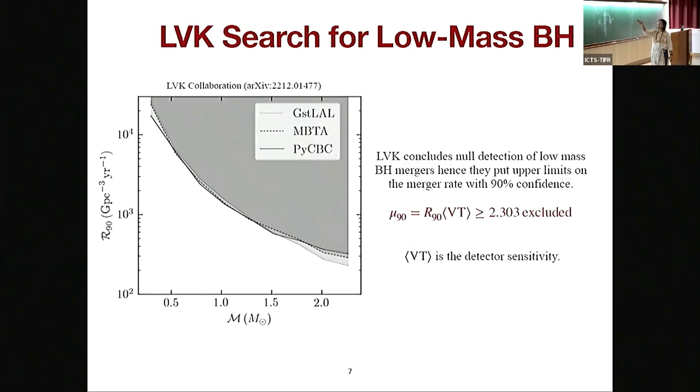And we will need this VT. VT is just, this is merger rate per gigaparsec cube per year. To get the number of events, you need the volume and the time of the detector. So this is basically the detector sensitivity.